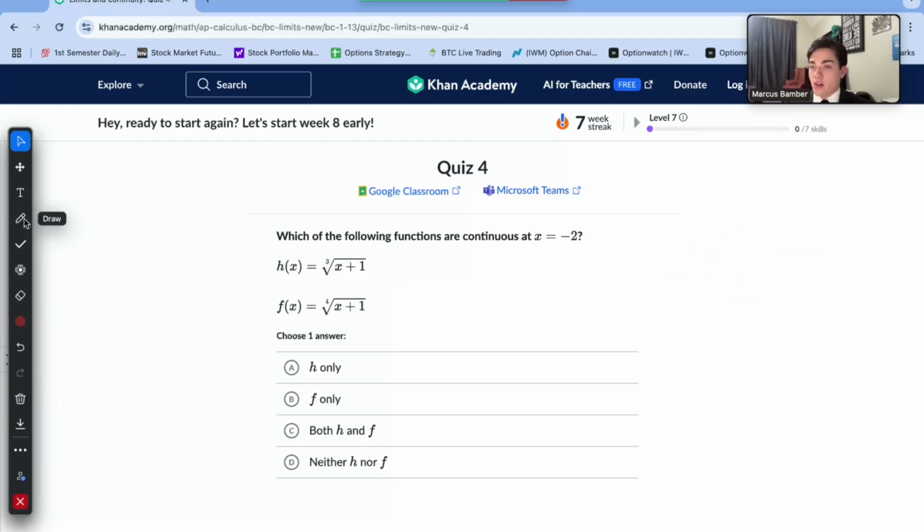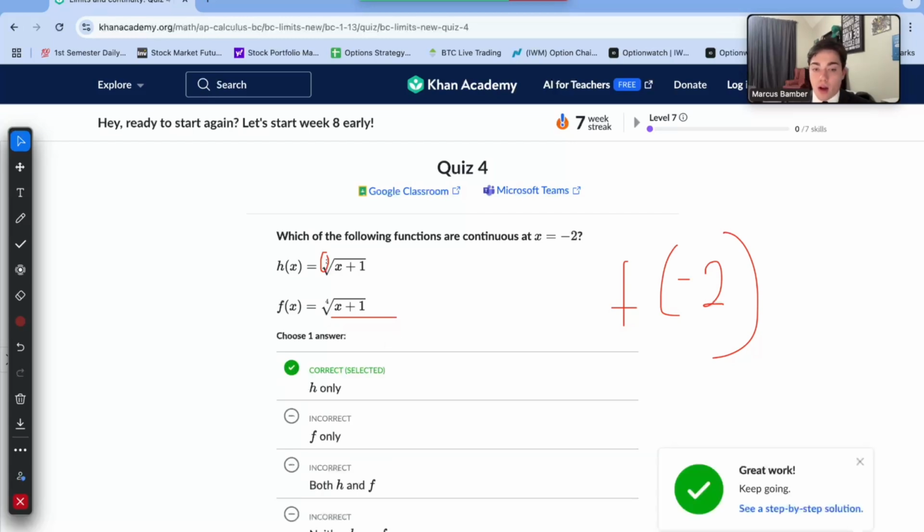Now let's try f of x. First, let's find the value, f of negative 2. Negative 2 plus 1 is negative 1, and we cannot take the square root of negative 1. Remember, it works when we have an odd index, does not work when we have an even index. We will get into non-real answers with our imaginary value i. Since the function is not defined at that value, the function cannot be continuous at x equals negative 2, which means that h of x, h is the only answer for this one.